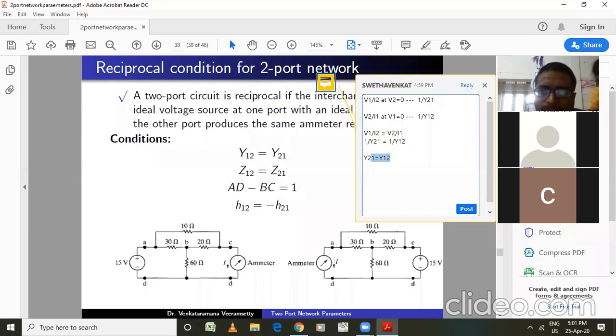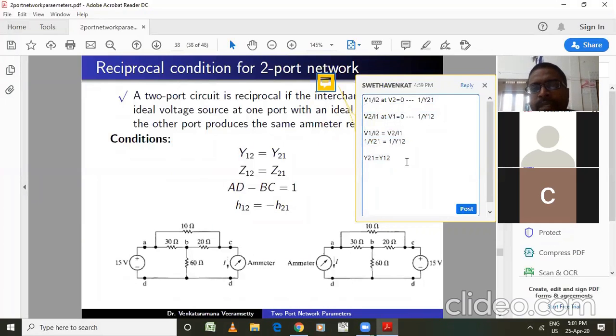So for any two-port network, if we have the admittance parameters, and in those admittance parameters Y12 equals Y21, then we can say that the given two-port network is a reciprocal network. This complete derivation is based on the Y parameters we are discussing.